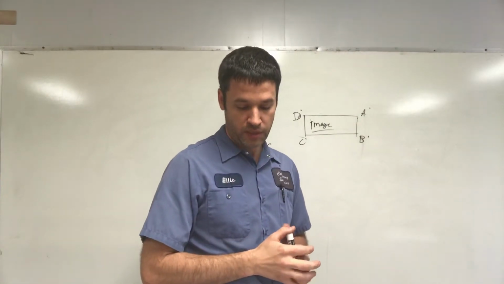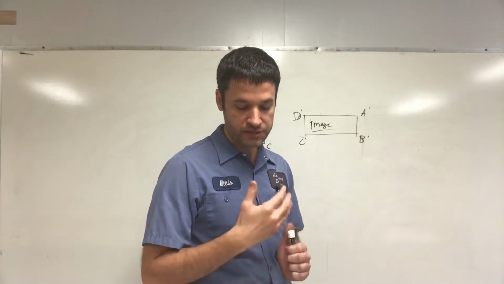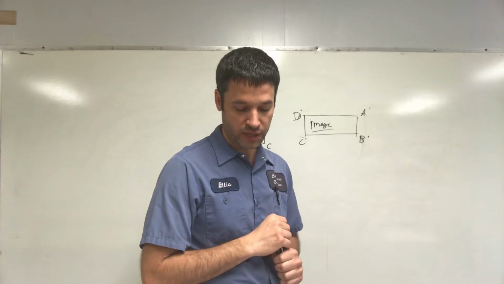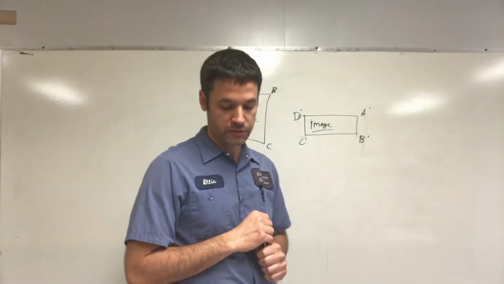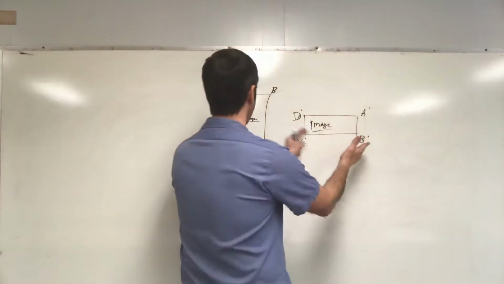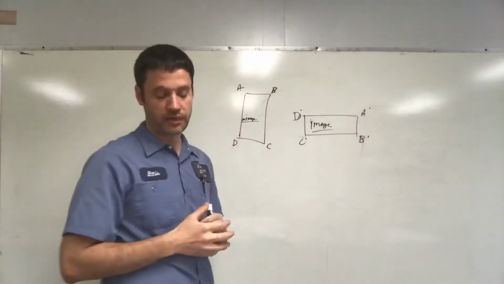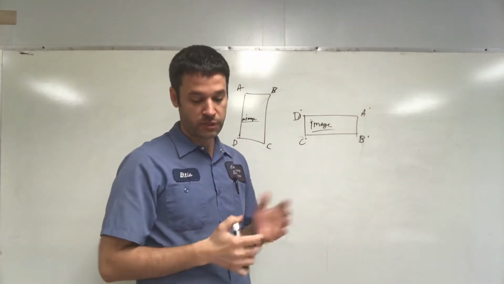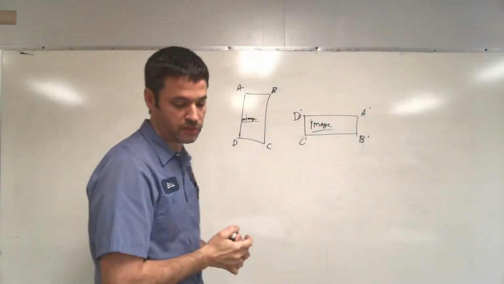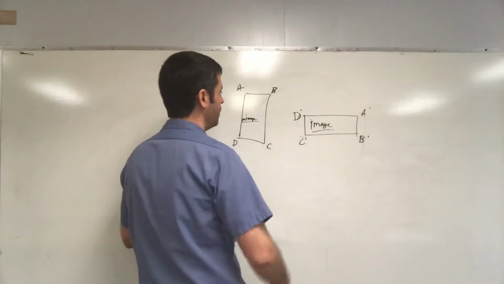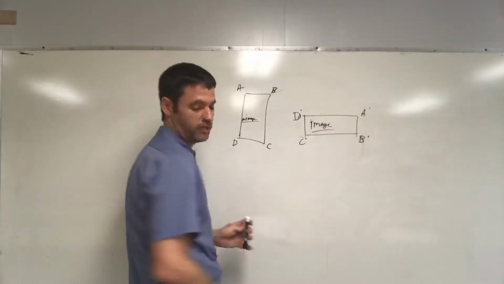Here's a new word, isometry. An isometry is a transformation that does not change the size or shape of a figure. That is, the original image and the pre-image are congruent to each other. That is an isometry. So there's different types of isometries. You can have a translation, where you just move something. You can have a rotation, like we did here.